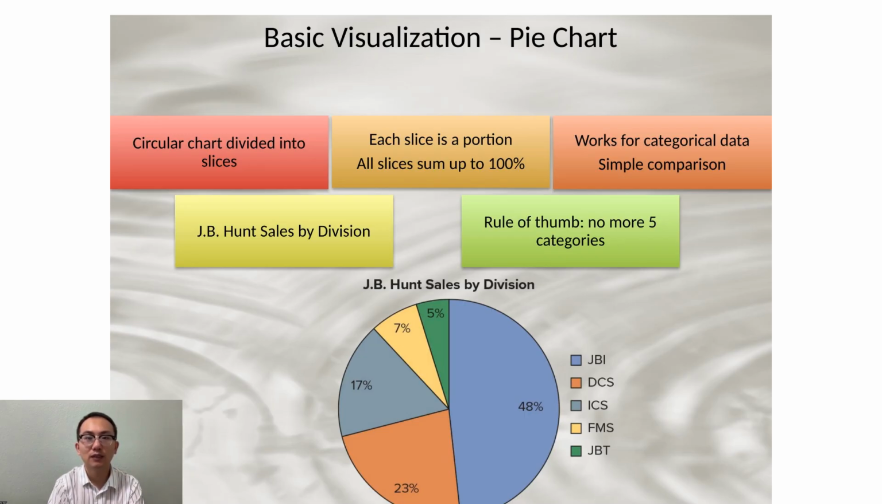Let's go through a quick example. Suppose we want to understand the sales breakdown across 5 product categories. We create a pie chart to visualize this. Right away, we can see that the JBI category takes up 48% of the total sales, which makes it the largest slice and the biggest contributor. On the other hand, JBT only makes up about 5%, so it has the smallest slice. From this one chart, we quickly get a sense of which categories drive the most sales and how the others compare.